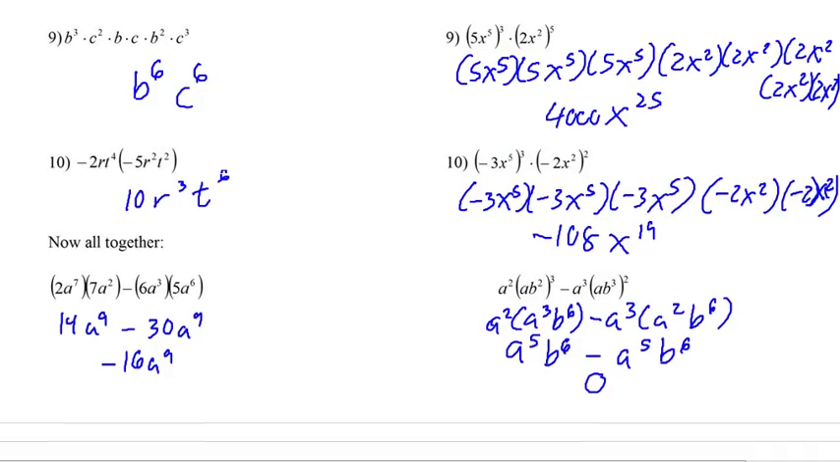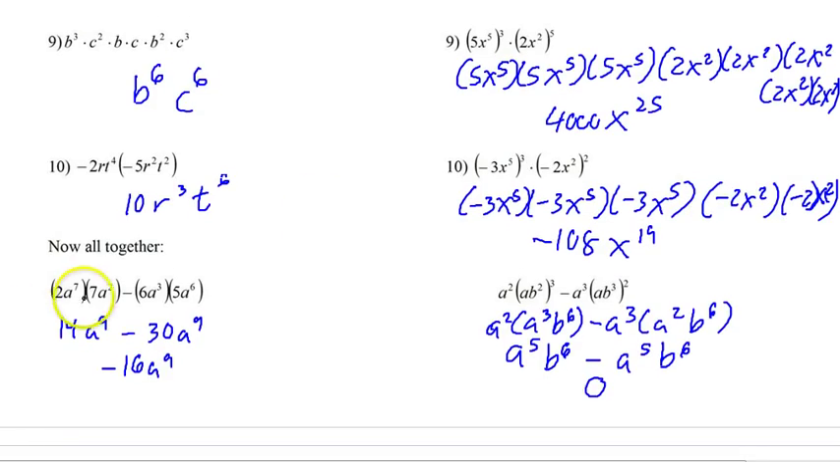And then there are the rest. Take a look at them. Now all together at the very end, you have multiplication and you have subtraction. In order of operations, multiplication will come before subtraction. So you have to do these and these first, and then with subtraction, all we have is that one rule. Are they like terms? We have a^9, a^9. So yes, they are. We have 14 a^9ths, take away 30 a^9ths, for a total of negative 16 a^9ths. And then for the other one, we have 1 of these and 1 of these, for a total of 0, because 1 a^5 b^6, take away 1 a^5 b^6 gives you absolutely nothing.